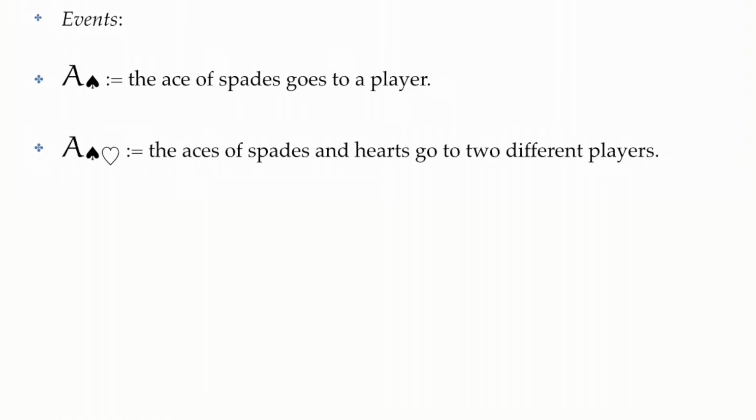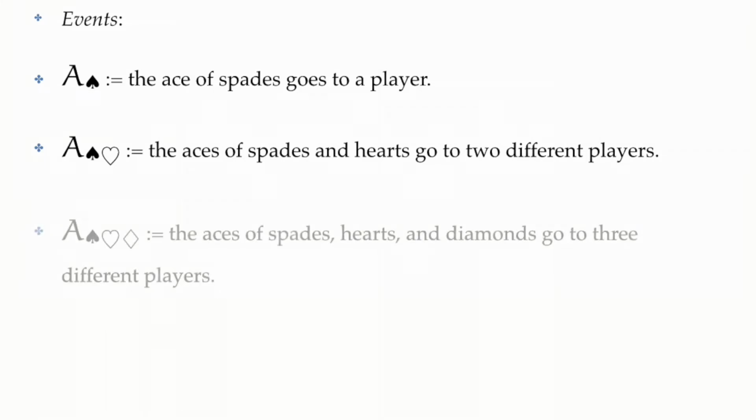Okay, this is clearly a sine qua non if everybody is going to get one ace. Here's a starting point. Let's define A of spades, hearts, and diamonds to represent the event, all permutations for which the aces of hearts, spades, and diamonds go to 3 distinct players. No player gets 2 of these aces.